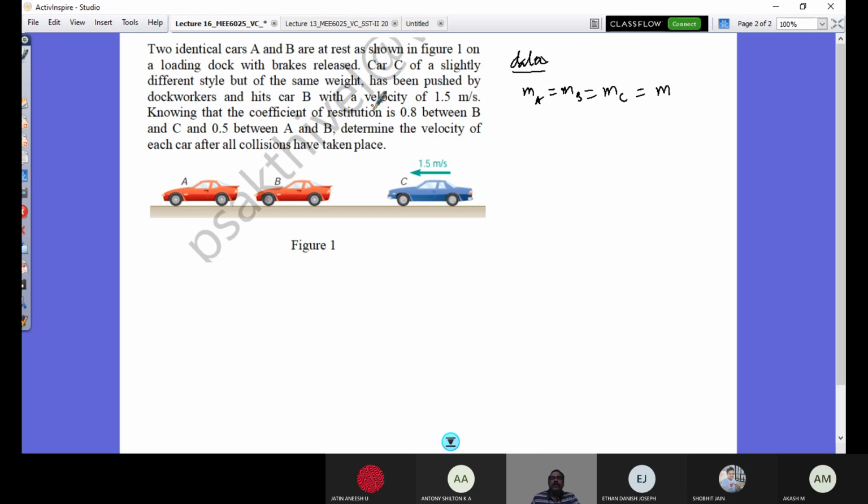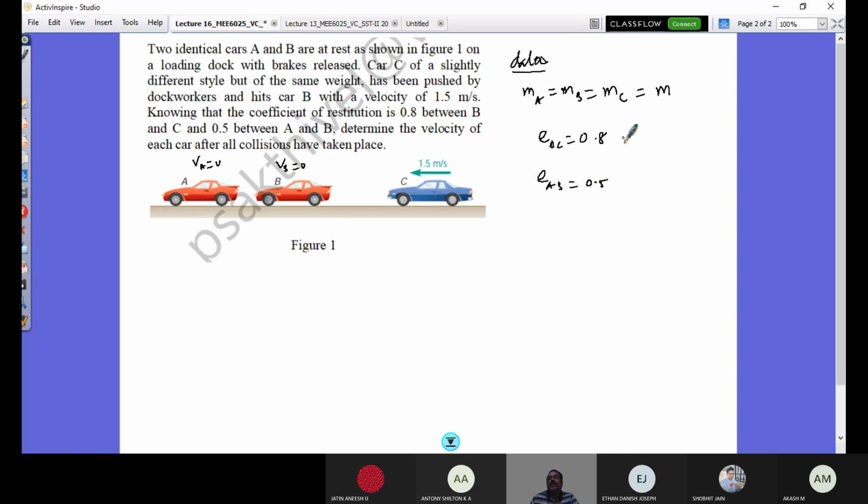Another important thing to be noted here is that these two identical cars A and B are at rest. So the velocity VA is zero, velocity VB is zero. This picture you can assume to be the picture before collision, right? And this vehicle is approaching with the given velocity of 1.5 meters per second, knowing that the coefficient of restitution between vehicles B and C is 0.8, and between vehicles A and B it is 0.5.